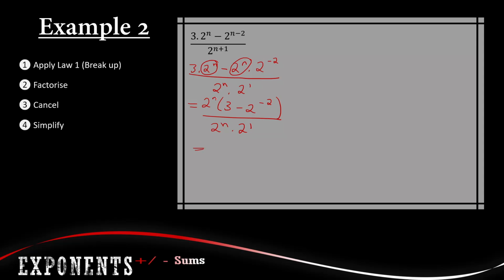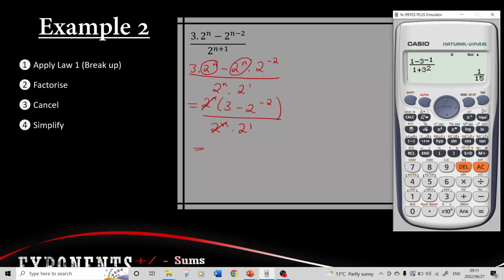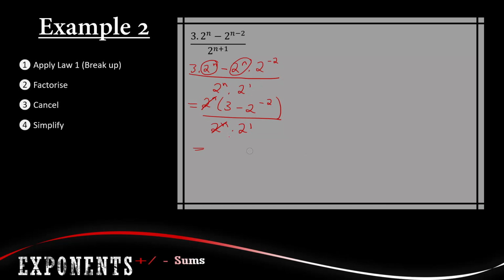Then we can just cancel this one and this one. And then we can simplify by typing that into the calculator. So (3 minus 2^(-2)) over 2^1. That gives us 11 over 8.